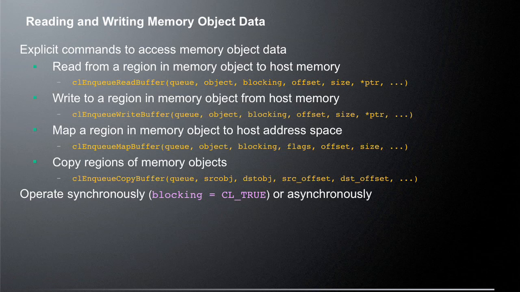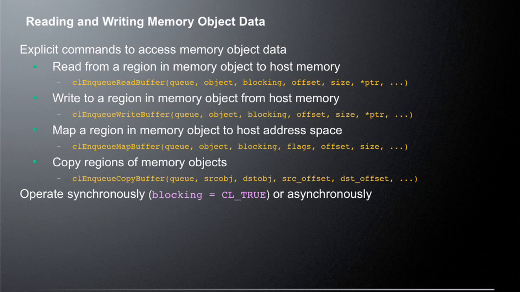Another option is, let's say we want to map a region of a memory object into the host address space. With that, we're going to enqueue map buffer. That allows us to directly access the data that would be used in that memory object, so we could go through one by one and change the data. Note, this might not be the most efficient way of doing things. It'll depend on the runtime and the particular application that you're writing. You can also copy regions of memory between two memory objects, and you use the CL enqueue copy buffer. That takes a queue, a source object, a destination object, and two offset parameters.